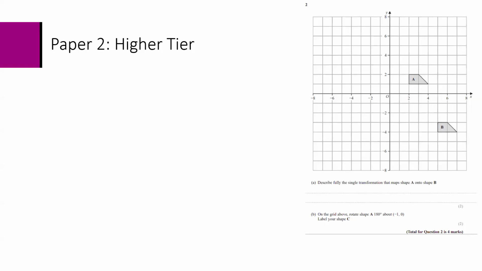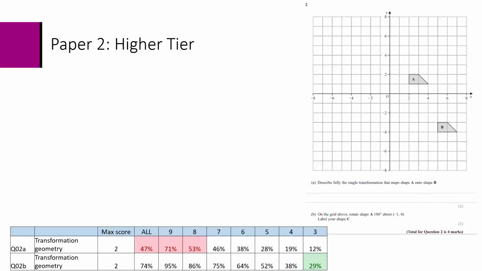The interesting bit was the relative difficulty of these two questions. So here we go. 2A, describe fully the single transformation that maps A onto shape B, was actually more difficult for students than, on the grid above, rotate shape A by 180 degrees. I'm going to let you absorb that for a second because I think that is quite fascinating. Students found describing a translation more difficult than actually doing a rotation themselves. And I'm going to fire up the marks because I think there's probably something subtle that teachers miss in here.